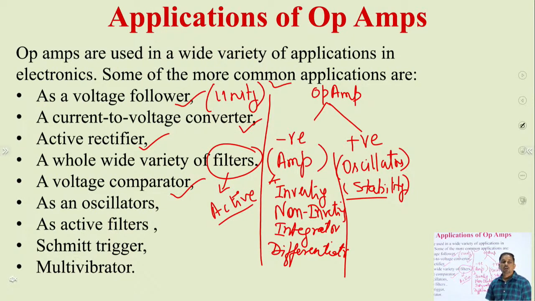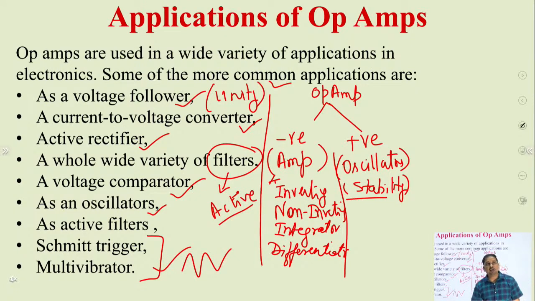Voltage comparators, again, are a very important application. If you want to check whether the input voltage is greater than the set voltage, then this circuit is known as the voltage comparator circuit. Oscillators, I have already told you, use positive feedback, and some higher order applications are the Schmitt trigger and multivibrators. Multivibrators are basically waveform generators. With the help of these circuits, we can generate waveforms like a triangular waveform, and we can generate a square waveform with the help of these multivibrators. So these are the applications of op-amp.